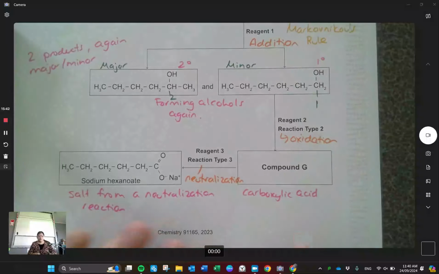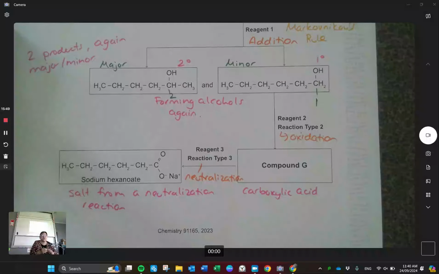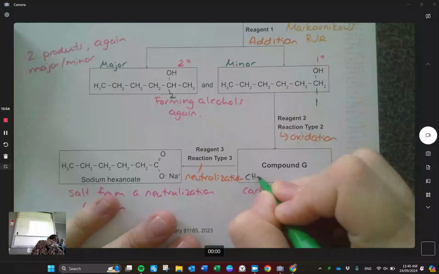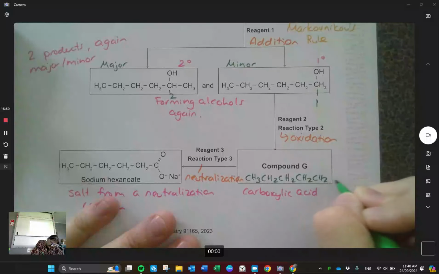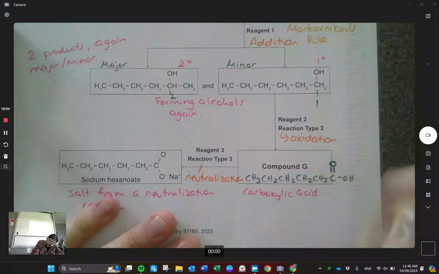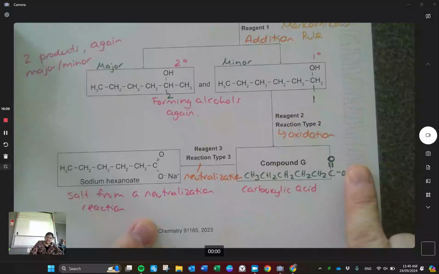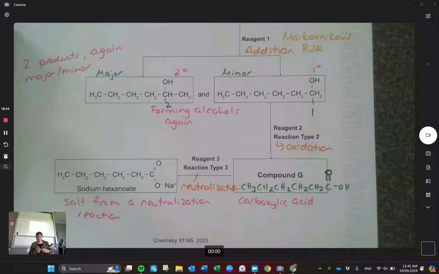So what I have forming here is a carboxylic acid. So what I've changed is I have this exact molecule here, except I removed the Na and I put the hydrogen back on it. So that one is CH3, CH2, that's 3, 4, 5, 6. So that is my carboxylic acid there. C double bond O with an OH. And then when it gets neutralized, we take the hydrogen off of it. Now let's fill in our reagents.